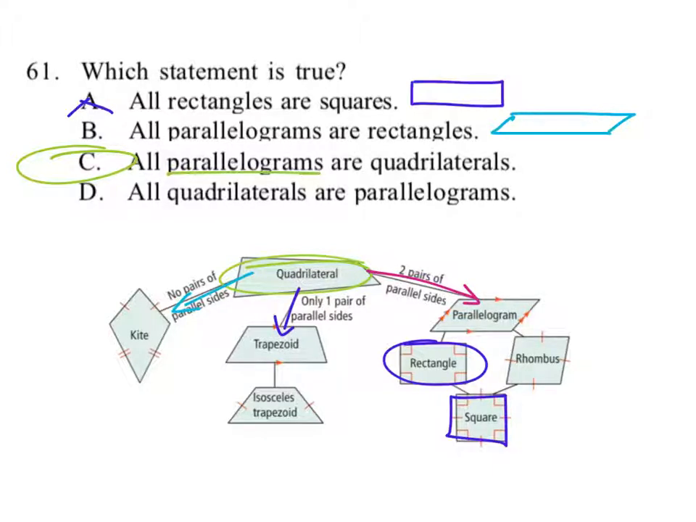Okay, and let's just look at the last one. All quadrilaterals are parallelograms. Not true. You can be in the higher quadrilateral group without getting into the more specific group. And here is a counterexample of a trapezoid. That's a quadrilateral, not a parallelogram. Yep, that's it.